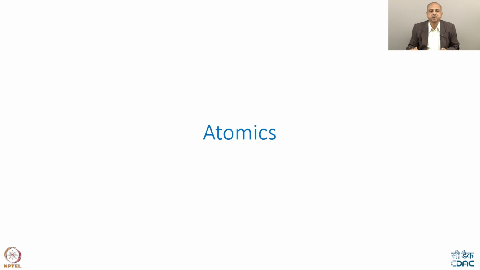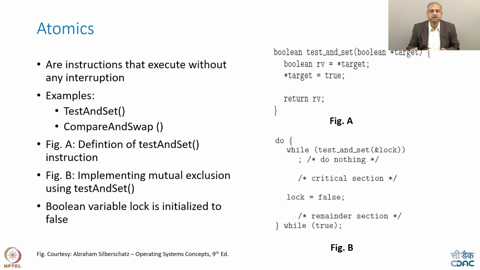Now there are certain primitives like atomics which aid in doing this. So let us understand what it is. Essentially, an atomic is an instruction that can execute without interruption. This is the same thing that we saw for the critical section, that we do not want the critical section to be interrupted, and atomics is one way of doing it. Here there are two examples, one is called test and set, the other is called compare and swap. So let us see how this works.